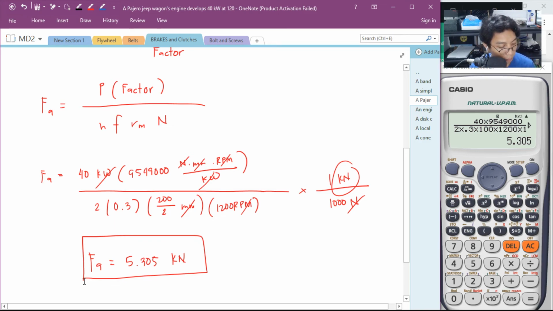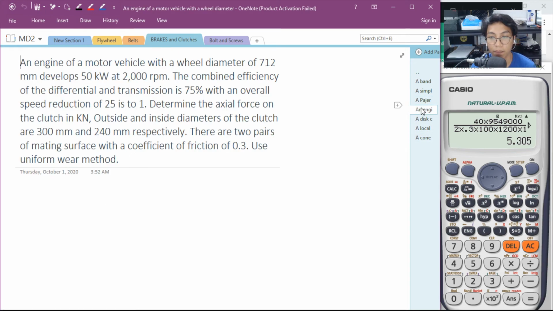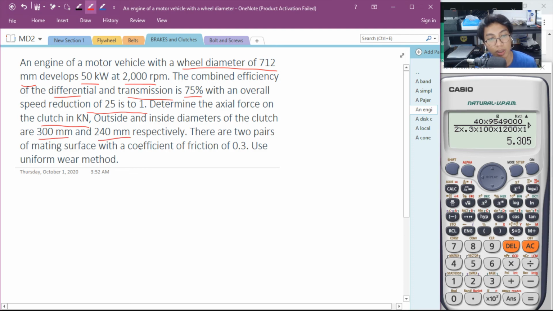Now, how about problem number 4? An engine of a motor vehicle with a wheel diameter of 712 mm developed 50 kilowatts at 2,000 RPM. The combined efficiency of the differential and transmission is 75% with an overall speed reduction of 25:1. Determine the axial force on the clutch in kilonewtons. Outside and inside diameters of the clutch are, may outside, inside, there are 2 pairs of mating surfaces. 2 pairs. So, meron kang N is 2. With a coefficient of friction of 0.3. Use uniform wear method.